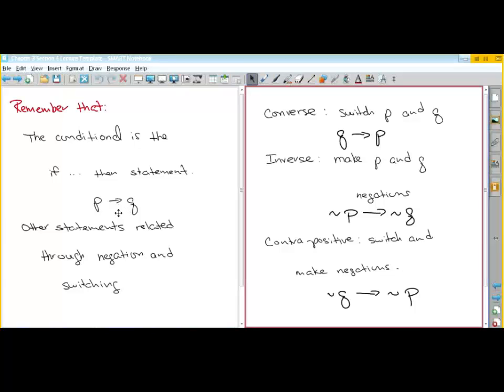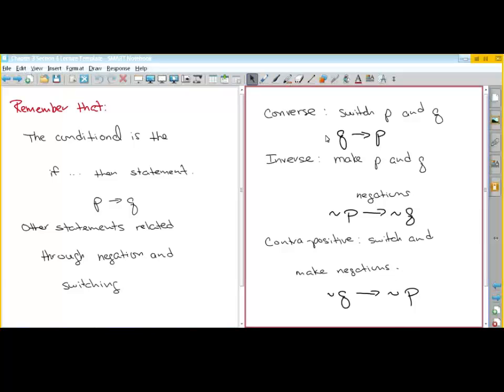If this is the original if-then statement, if P then Q, the converse is you switch the Q and the P, so it's if Q then P. In the inverse, you keep the order, but you make them both negations, so it would be if not P, then not Q. And the contrapositive is you switch them and make them both negations, so it would be if not Q, then not P.